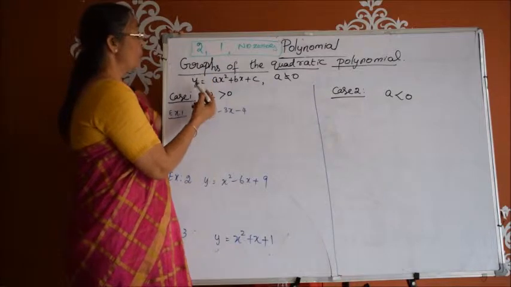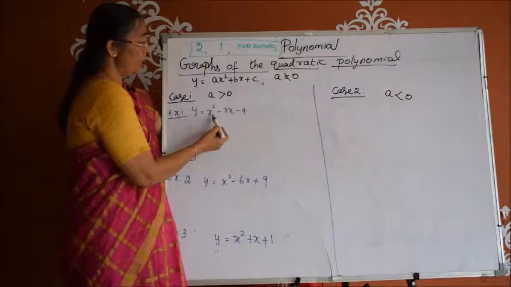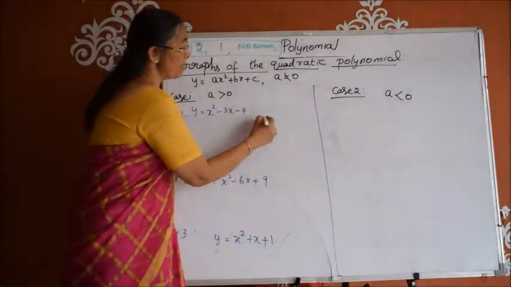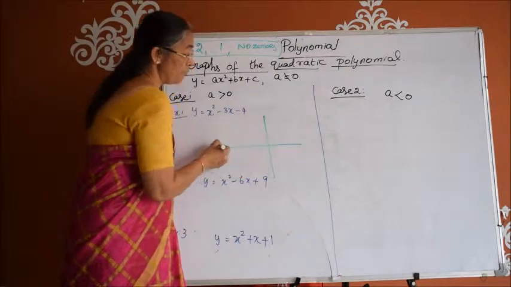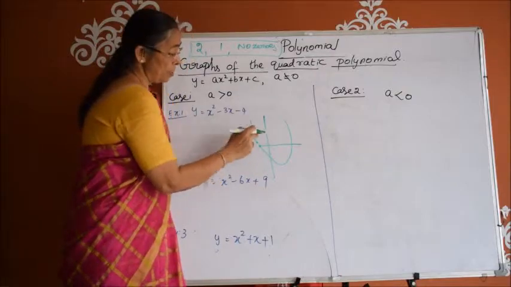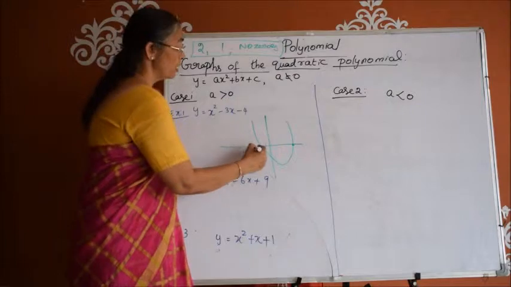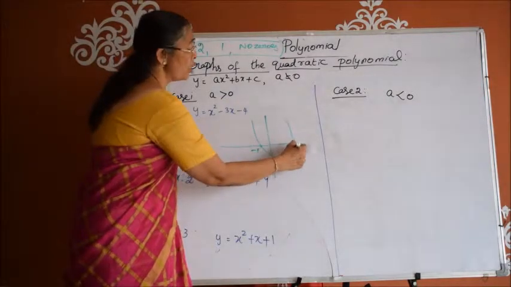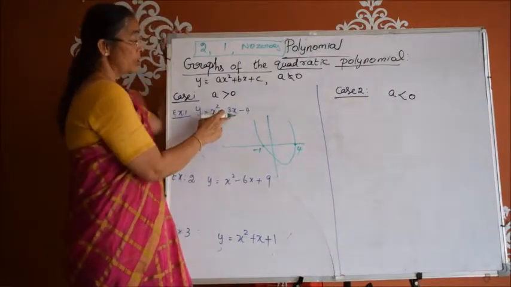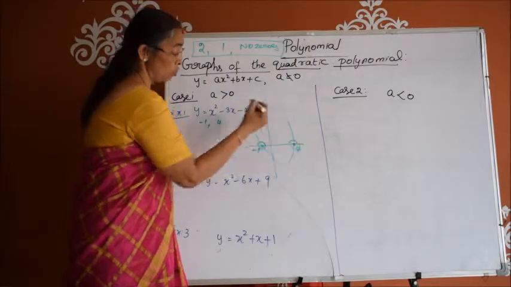Now, for the polynomial, let me consider case 1, y is equal to x square minus 3x minus 4. This graph we discussed in the previous example. So, we got the graph as an upward parabola and it cuts the x axis at exactly 2 points. The 2 points are nothing but the zeros of this polynomial, that is minus 1 and 4 are the zeros of this polynomial, and the graph cuts the x axis at 2 points.